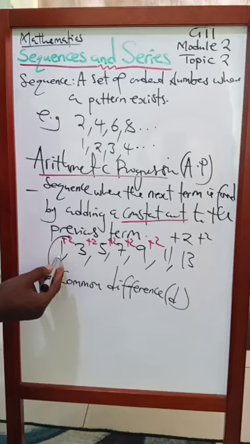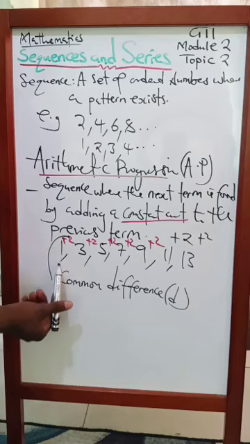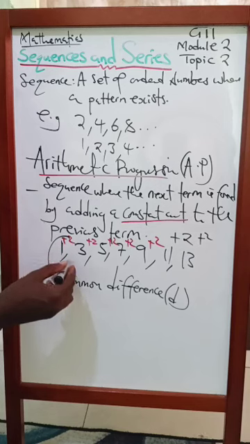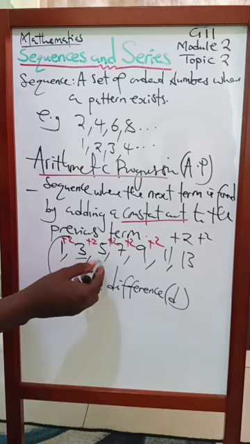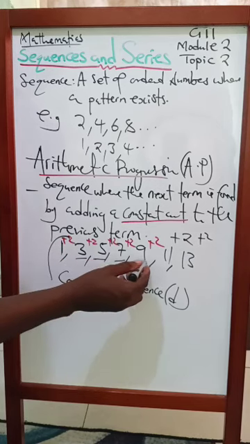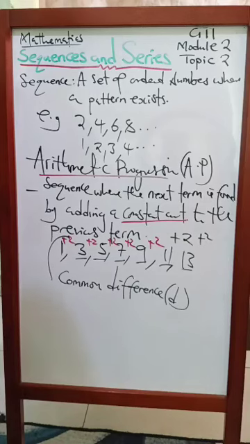Then this number here is 1. We refer to it as the first term. This is the second term, this is the third, 4th, 5th, 6th, 7th, and so on and so forth. These are simply some of the terms that you need to know.